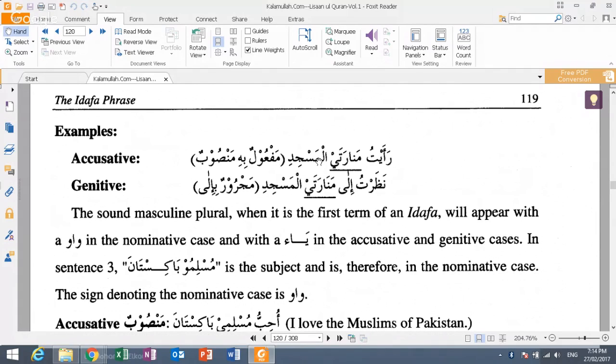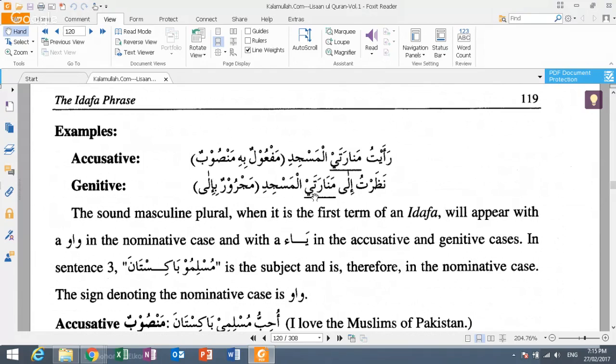Manarati al-masjidi. Noon is dropped. Wa manaratayni, wa manaratayni. Remember? If there is no mudaf ilayh, so if you say I have seen two minarets, ra'aytu manaratayni. But what happened? We are ascribing this manaratayni to al-masjidi. Noon is dropped.